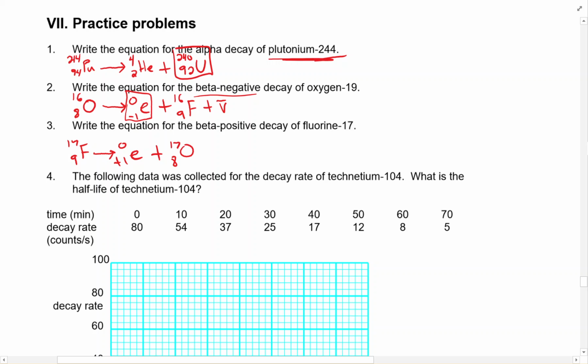But then remember, what always comes along for the ride with a beta positive decay? Well, that's going to be a real neutrino. Not an anti-neutrino, but a real neutrino. So I always write a V, but it should be like the little flared out ends on it. Okay, so hopefully that made sense.